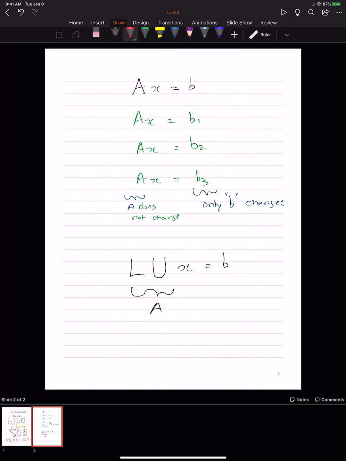Now, the difference is we still want to solve AX = B, but A does not change. We get a new B. So what if I get a new B, another B, another B? Then every time X is going to be x1, x2, x3. These are all vectors, obviously. So whenever we get a new B, again we have to solve this.